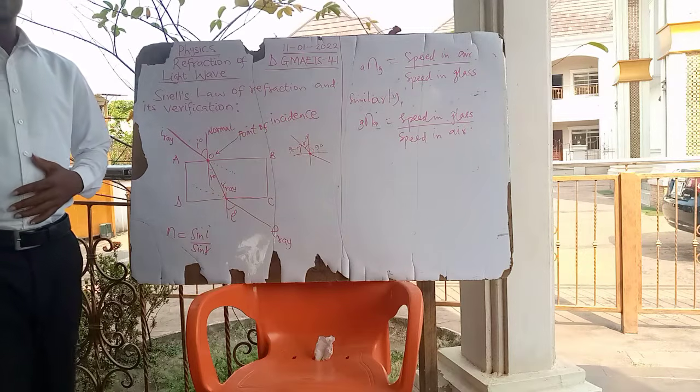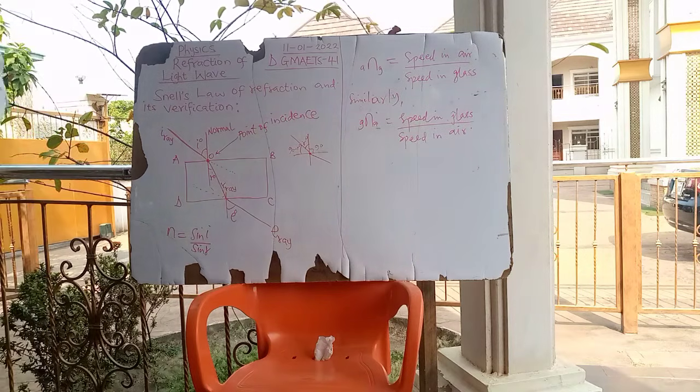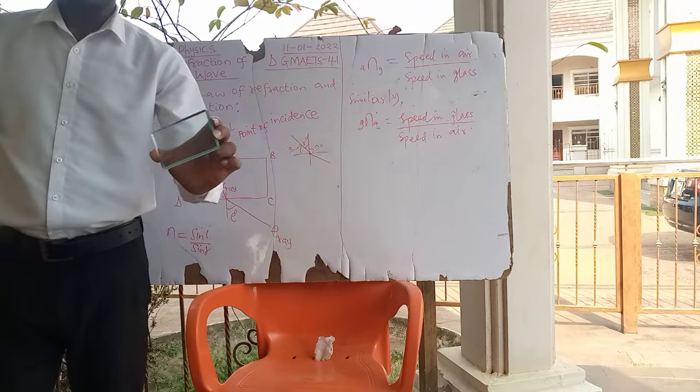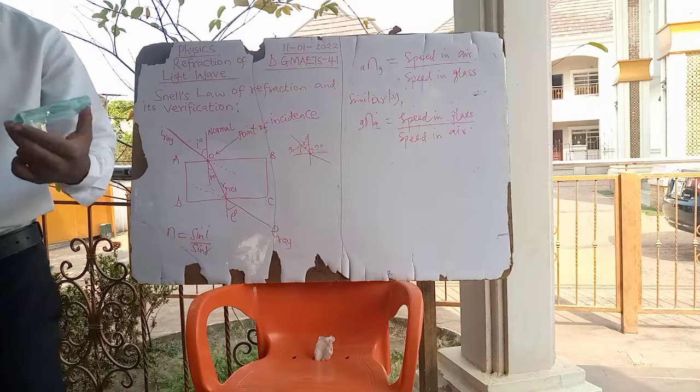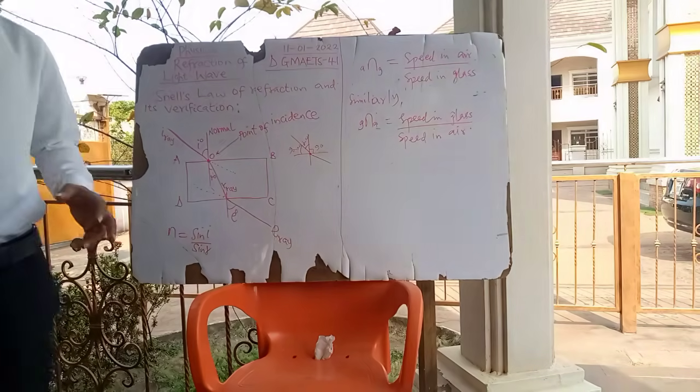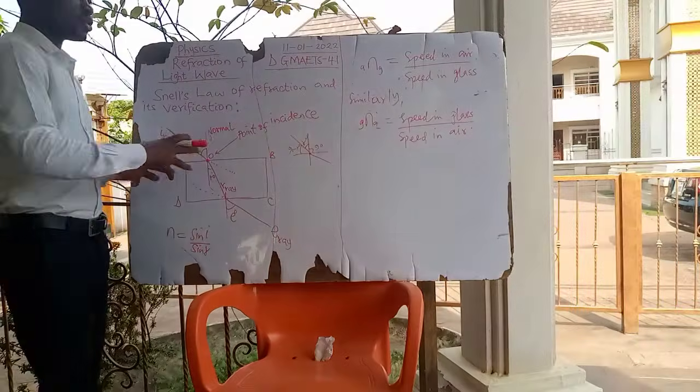We're going to use our glass block. So we have the glass block here, a rectangular glass block. We're going to see how we can determine the refractive index of this block following Snell's law.